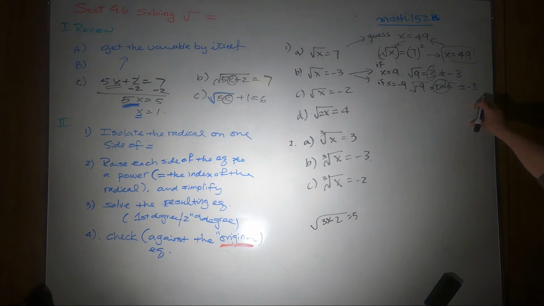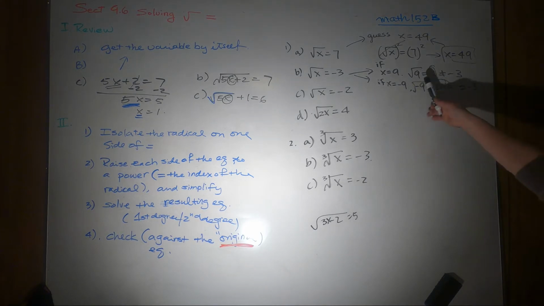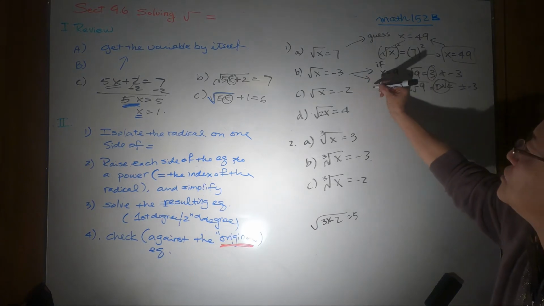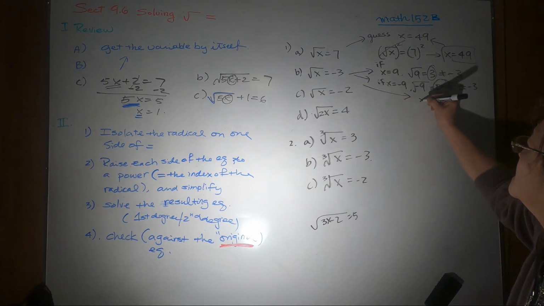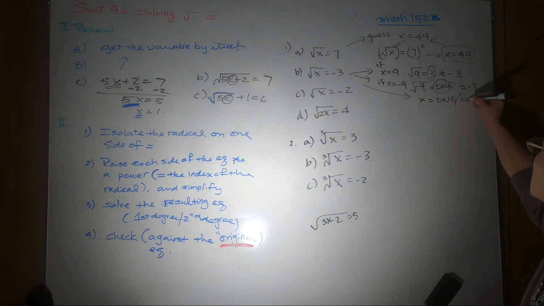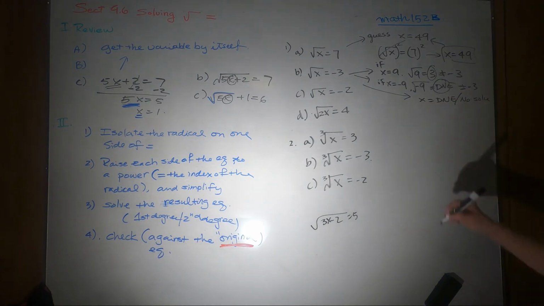So for the even root, you cannot have a negative number as a result, because a negative number times twice would be a positive number. If inside it's a negative number, you cannot take a square root of it, right? So what happened? How are you going to answer this question? You will say what? No solution, or doesn't exist.